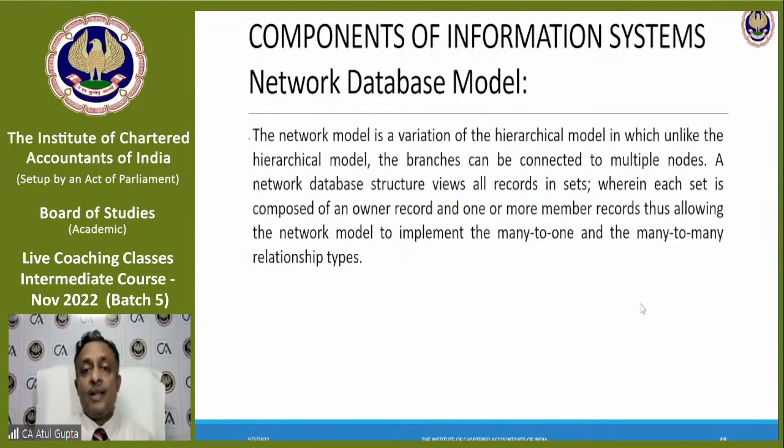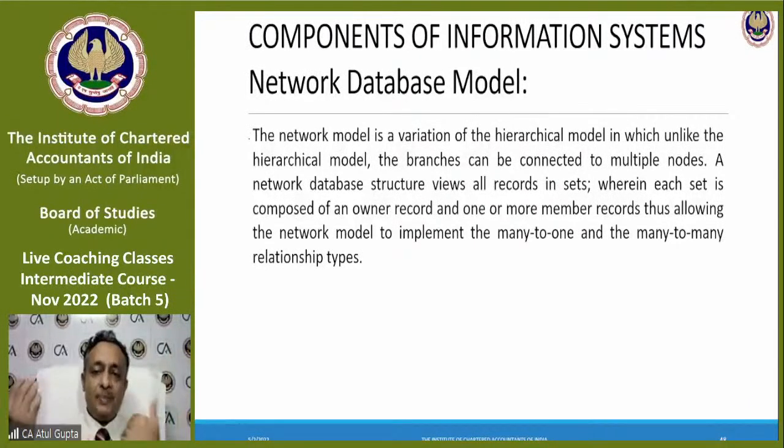Network. So now, for sake of remembrance, I relate network to HUF, Hindu Undivided Family income tax. So in HUF, you have a karta and more than one co-partners. Same here. Network model is a variation of hierarchical model in which, unlike the hierarchical model, the branches can be connected to multiple nodes. A network database structure views all records as set. So set becomes our HUF, wherein each set is composed of owner records. Our karta becomes the owner and more than one member. So co-partners become members, like that.